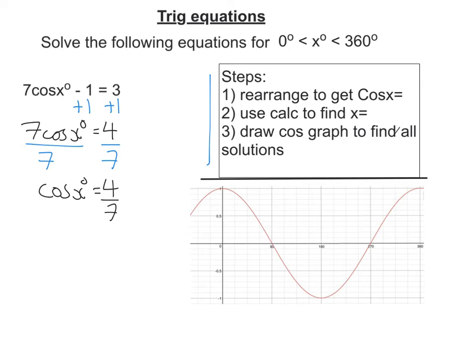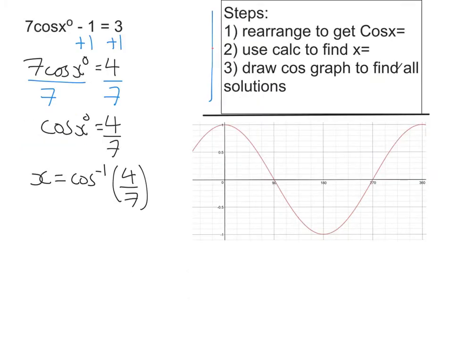So we've done that. Well, now we need to do point 2, use calc to find x equals. Well, to get rid of the cos here, I would do inverse cos to both sides. So that would mean I would put into my calculator cos to the minus 1 of 4/7. So coming out of your calculator, we should have x is equal to 55.150095... So we're now on to point 3.